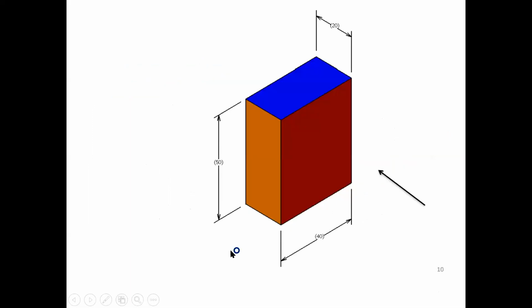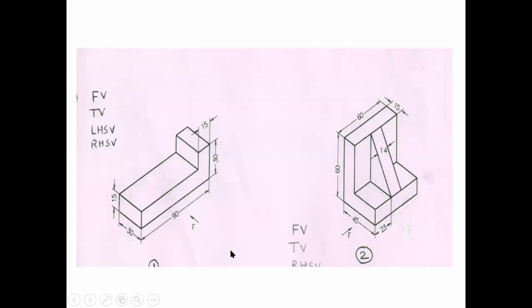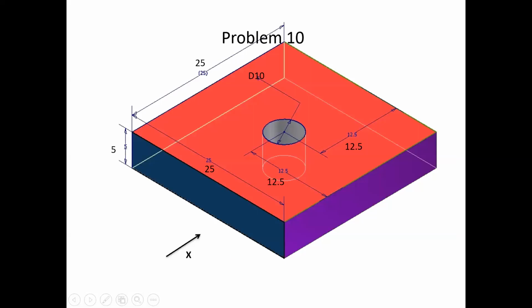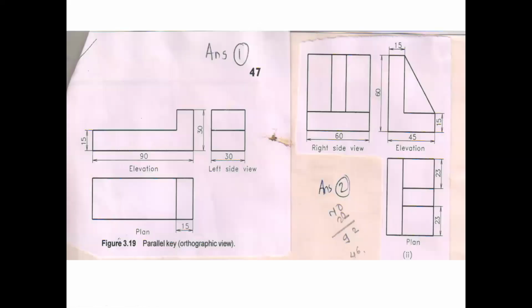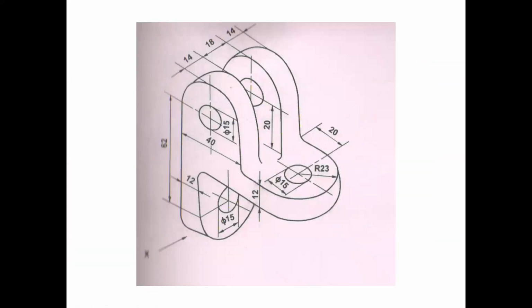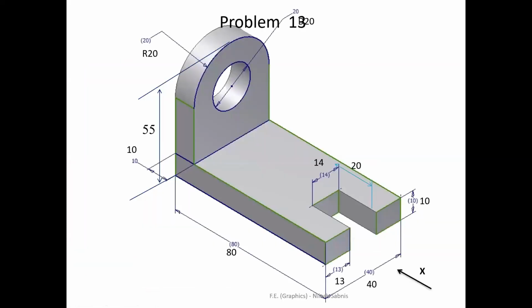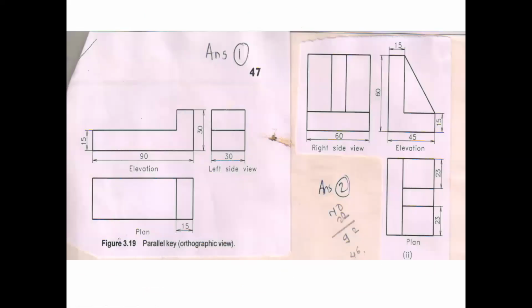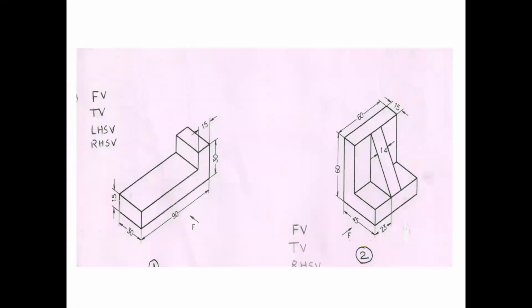So there are some examples. We will start with some examples. You can see here, these are some examples of how the objects are. This kind of objects will be asked in the examination. So we'll start with the simple one. We'll start with this one, object number 2. So you just capture this object and let me know what would be the maximum length, maximum width, and maximum height.